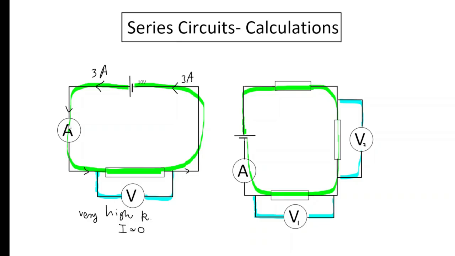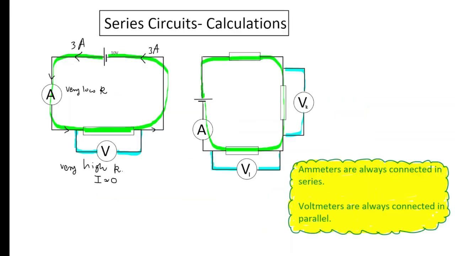Now ammeters, on the other hand, have very low resistance, therefore they don't really keep a potential difference across it. Now there's another one that you need to know: ammeters are always connected in series, voltmeters are always connected in parallel. So here's a summary. Ammeters are always connected in series and voltmeters are always connected in parallel.